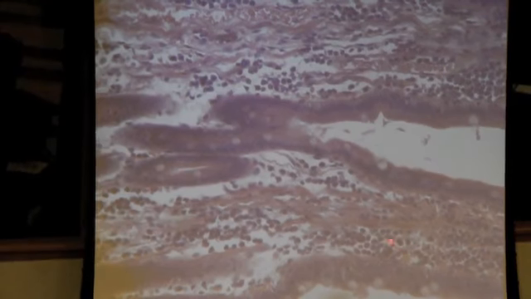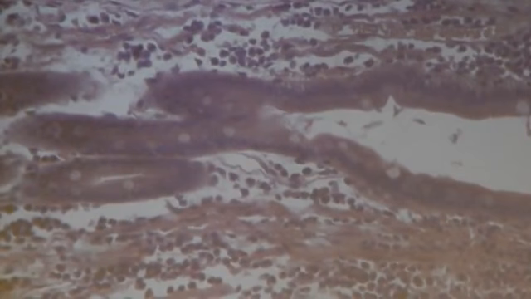Again, once in a while we'll see a little bit of collagen passing through this. This is very loose connective tissue, so the collagen bundles are very thin and they're kind of loosely arranged. Okay? So they're not very thick, they're not very dense, they're not very regularly arranged.